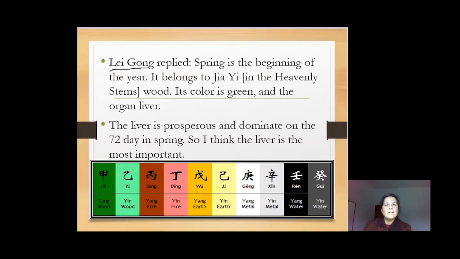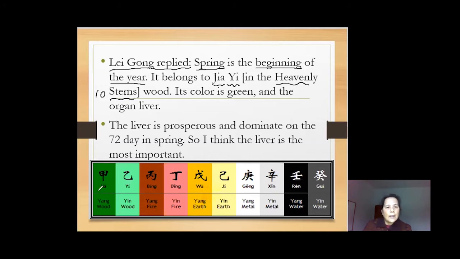Then Lei Gong answers. Lei Gong says, spring is the beginning of the year. It belongs to Jia and Yi. What do Jia and Yi mean? In ancient times, that was the Chinese way of calculating the days. It belongs to the heavenly stems. In total, for the heavenly stems, we have 10 days.